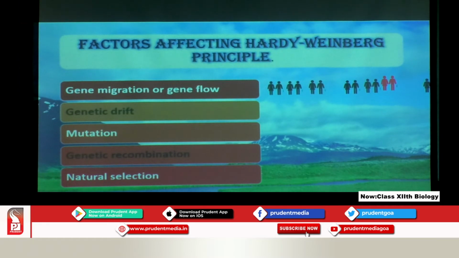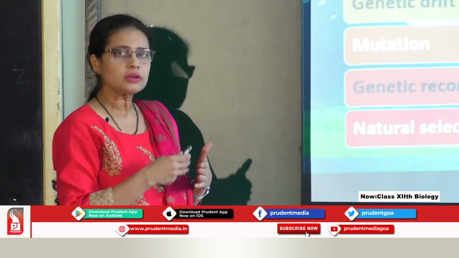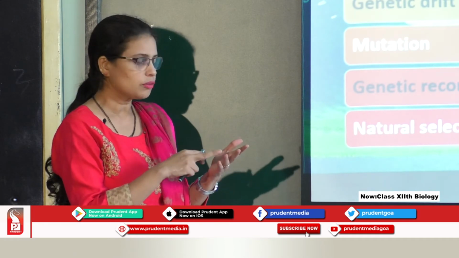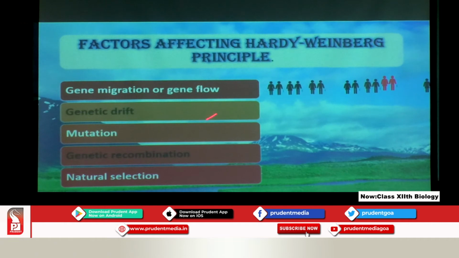That is what has happened in human beings. For centuries together, people have been migrating either in search of food or in search of livelihood. They have been going to different places, migrating, and gene flow is what has happened, and that is why there has been change in the equilibrium.